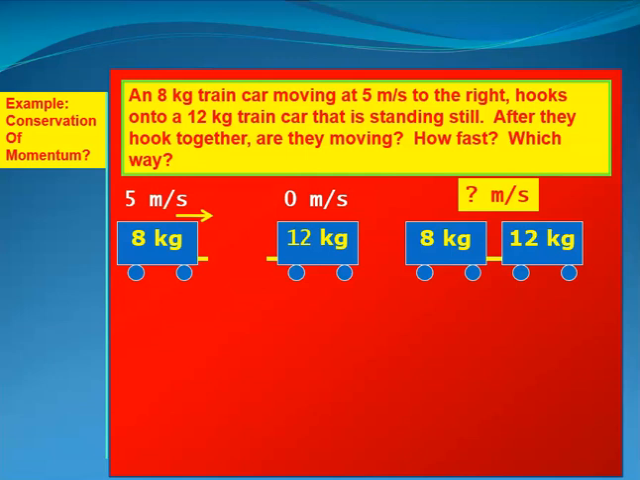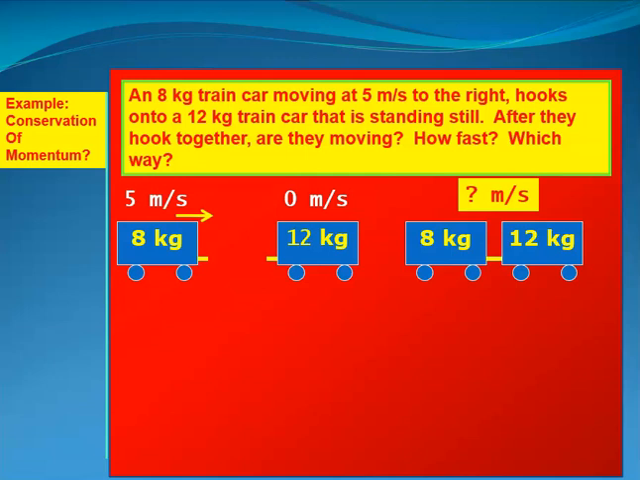Okay, now let's look at an inelastic collision. An 8 kilogram train car moving at 5 meters per second to the right hooks onto a 12 kilogram train car that is standing still. After they hook together, are they moving? How fast? And which way?